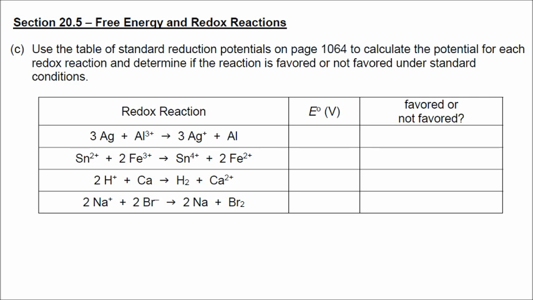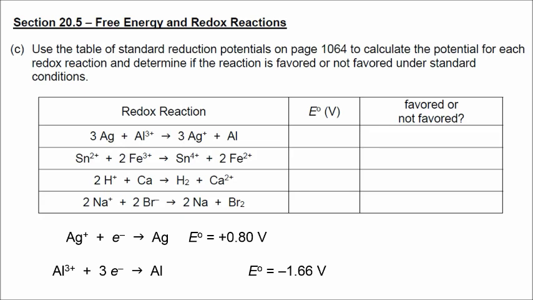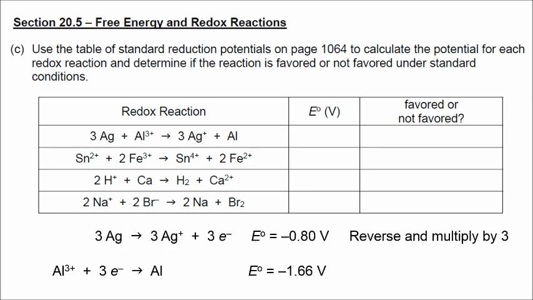So we have to decide in each of these four redox reactions, what is the potential and is the reaction favored or not? Our first example involves silver and aluminum. These are the half reactions on page 1064 that are relevant to this redox reaction. Well, silver needs to be reversed to get the silver plus on the product side. We also have to multiply that reaction by 3, so we get a voltage of negative 0.8 for that half reaction. The aluminum is not changed.